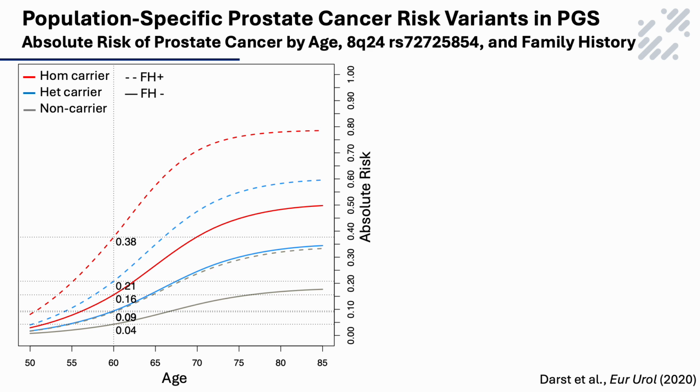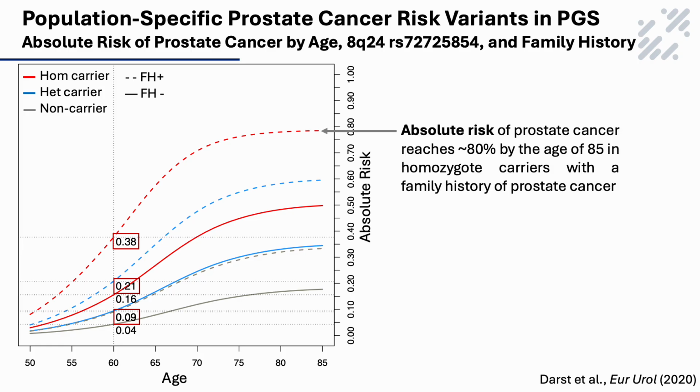absolute risk in family history positive men, you can see that the absolute risk of prostate cancer is about 9% in family history positive men who have no copies of the allele by age 60. That goes up to 21% in family history positive men who carry one copy of the allele, and 38% in family history positive men who carry two copies of the allele. The highest absolute risk we observe is 80% absolute risk of prostate cancer by age 85 in family history positive men who carry two copies of the risk allele.